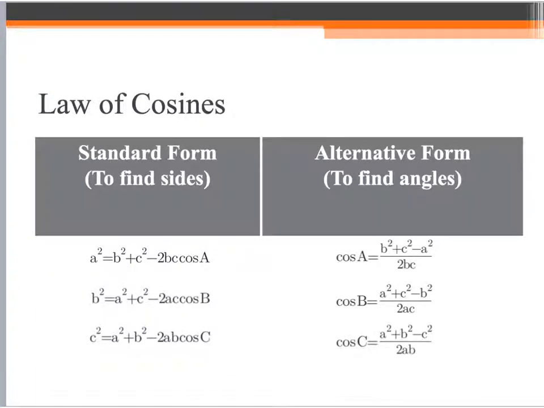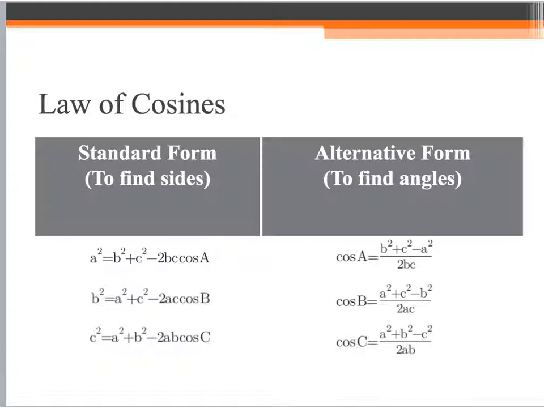With the Law of Cosines, it's just a tad bit different. If you want to find a side, then you use the formulas on the left. If you're trying to find the angles, then you use the formulas on the right. And remember, with the formulas on the right, if you actually want to find the true angle, the sides on the right help you set it up, but you still have to go back and do the inverse.